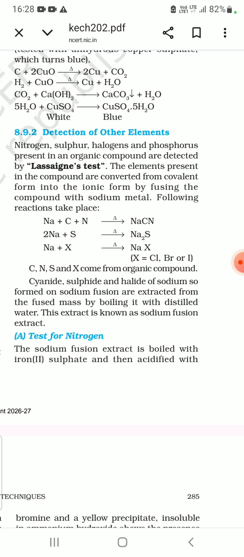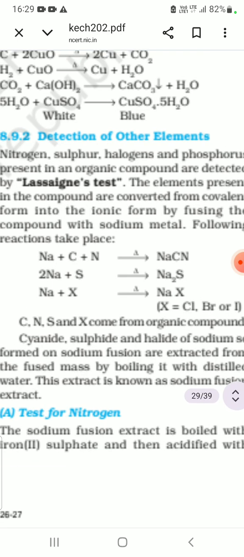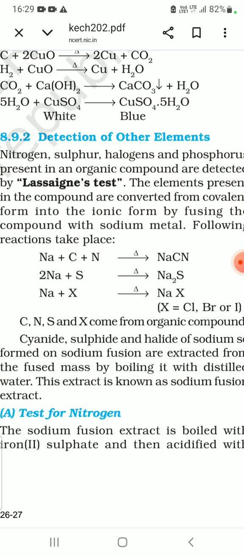This is done by fusing the compound with sodium metal, and the reactions that take place are: Na plus C plus N gives NaCN, 2Na plus S gives Na2S, not NaS2, and Na plus halogen forms NaX. X can be chlorine, bromine or iodine, not fluorine. Carbon, nitrogen, sulfur and halogen come from the organic compound.